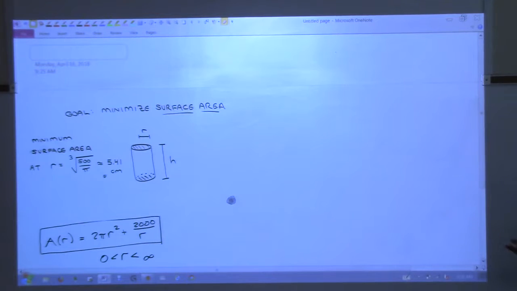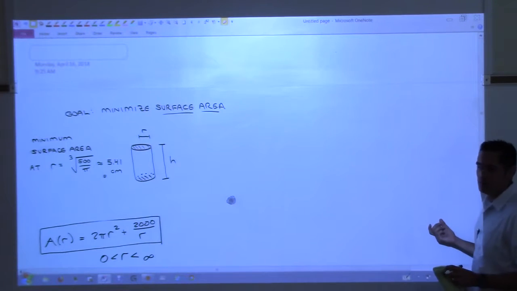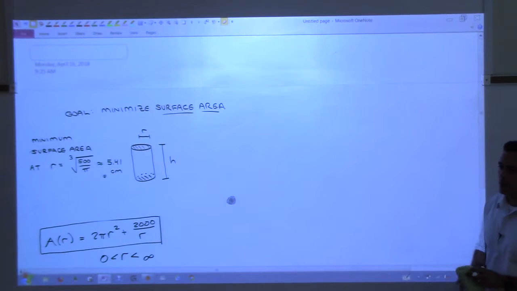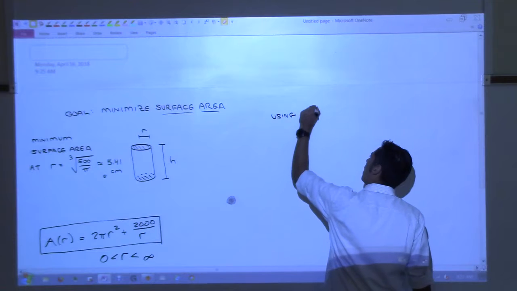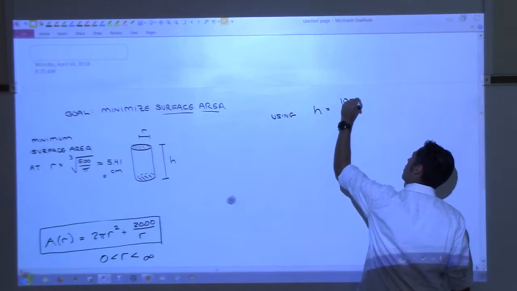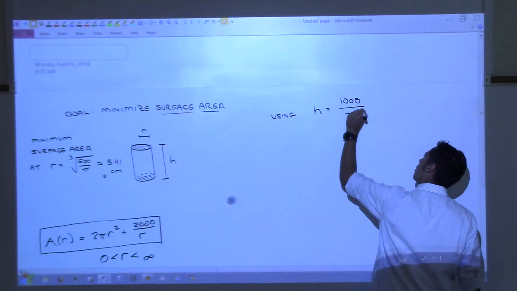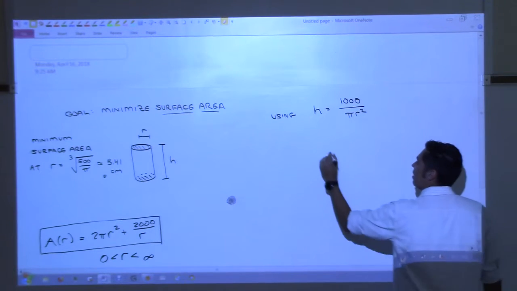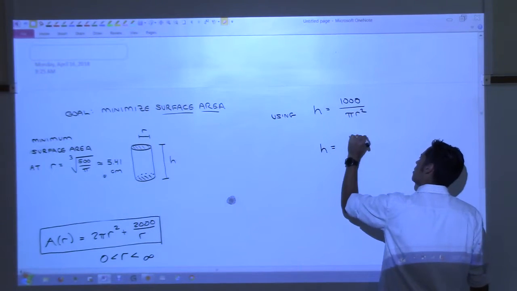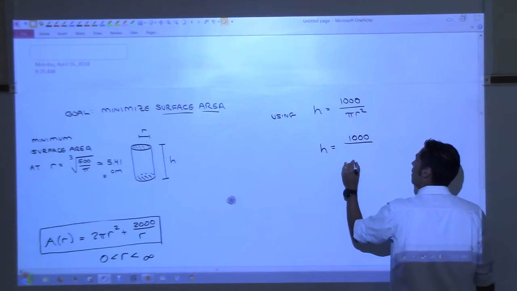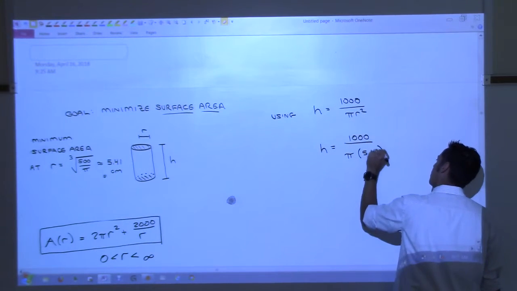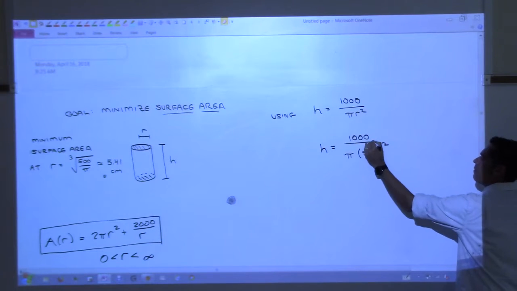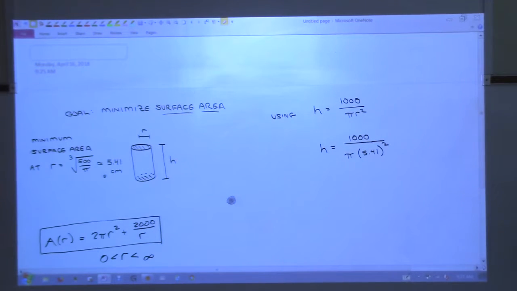And that's normally what will happen in these, is you'll have to go back to the constraint equation to get one of the other variables. So using the fact that h was equal to, I think it was 1,000 over pi r squared, right? We have that h will be equal to 1,000 over pi times, let's just do the 5.41. Is that okay? Square? Square. And see what you get.